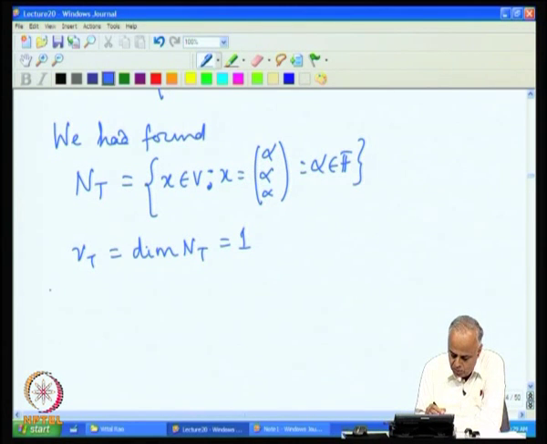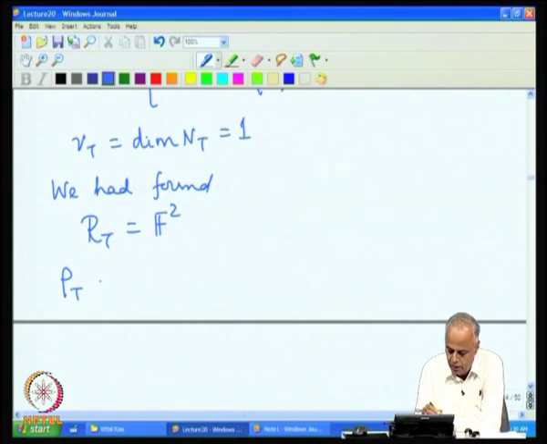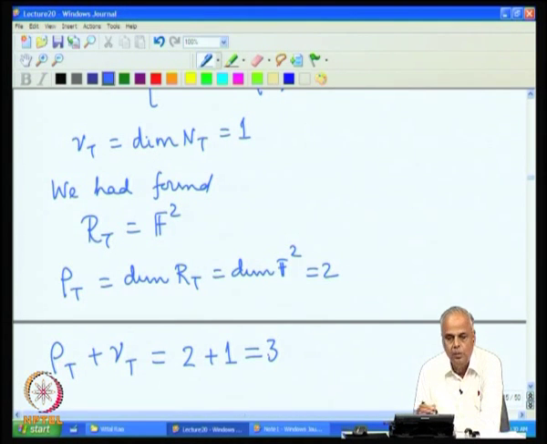We had also found the range of T was all of F^2, and hence the rank of T, the dimension of the range of T, which is the dimension of F^2, was 2. Now, if you add the rank and the nullity, the rank is 2, nullity is 1, which is equal to 3, which is precisely the dimension of V, because V is F^3.